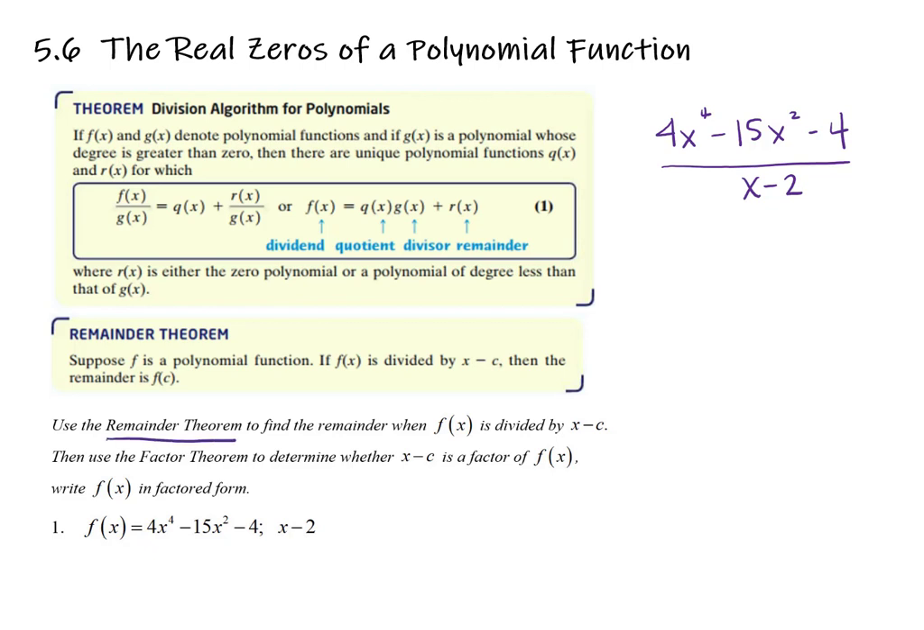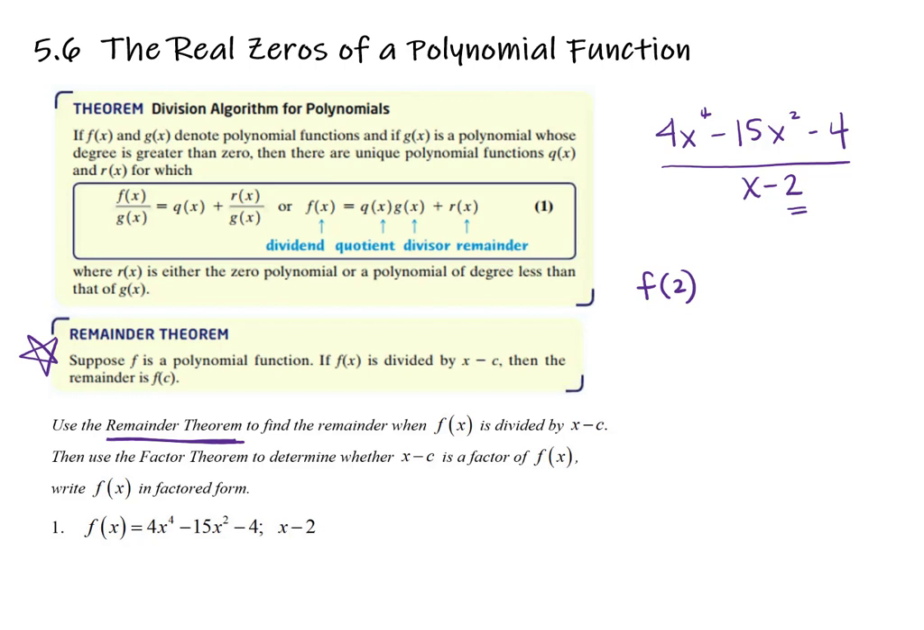It says to use the remainder theorem. In order to do that, I want to use the topic we just talked about. Instead of doing long division, I'm going to say from x minus 2, my value is 2, my root is 2, and so I'm going to say what's f of 2.